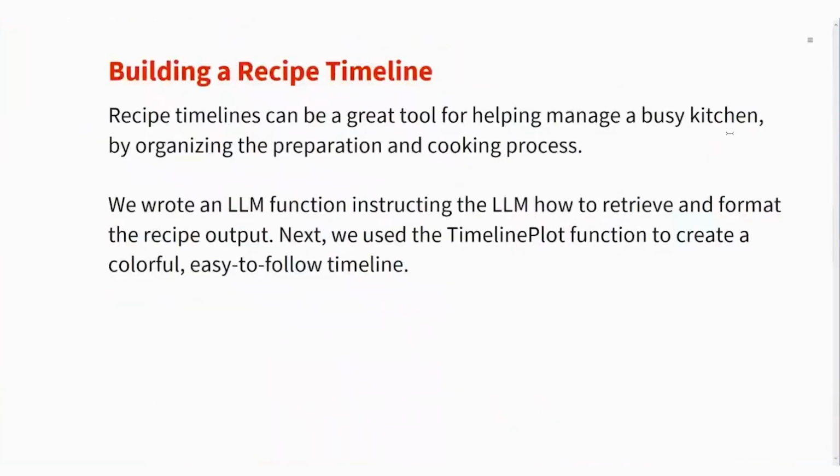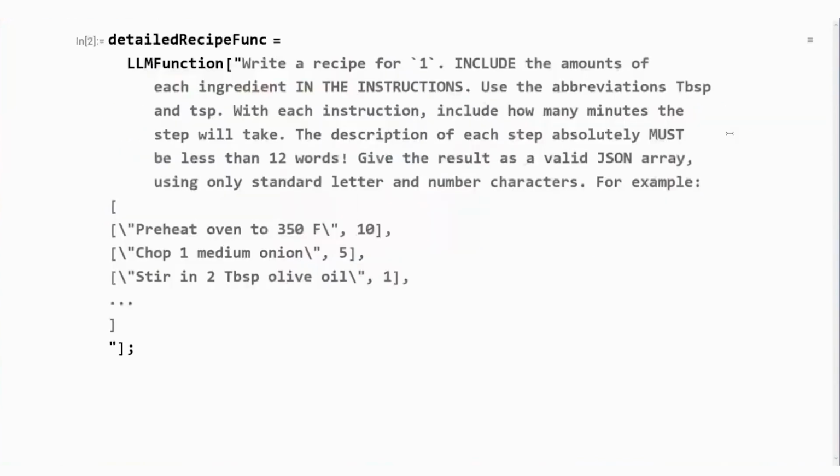Next, we're going to look at building a recipe timeline, which is a lot of fun. This is in the Wolfram Language Example Repository, so take a look at this. In addition to flowcharts, timelines are helpful, especially in busy kitchens, whether it's a home kitchen or a commercial kitchen. This is an LLM function we wrote to output a timeline plot. We told it how we wanted to retrieve the recipe and what format to output, and as we know, giving examples is really important in your LLM prompts.